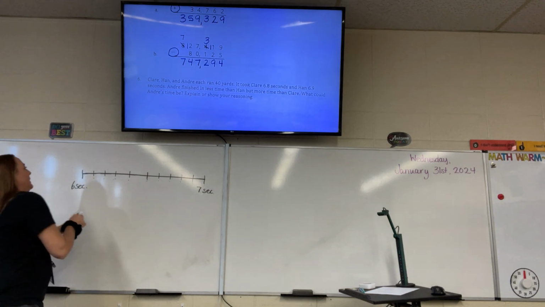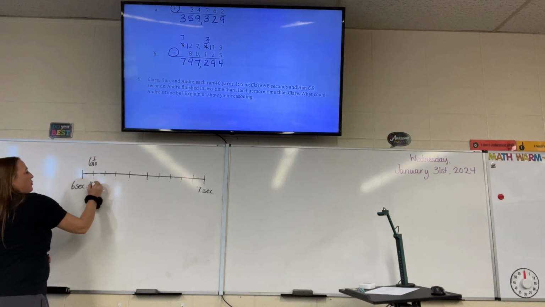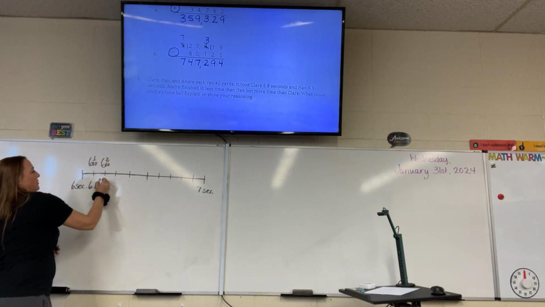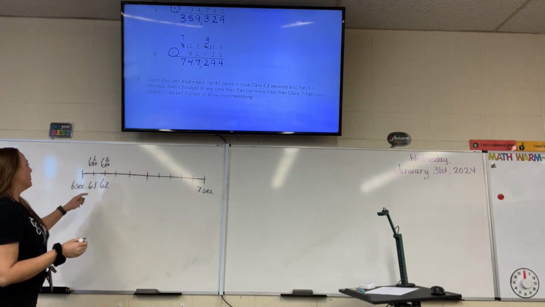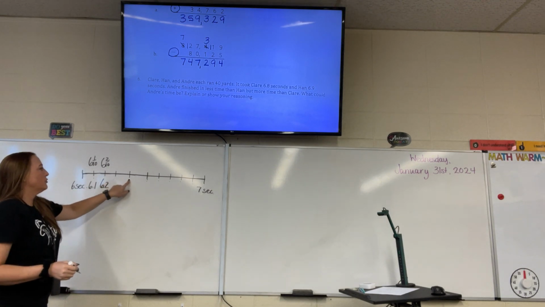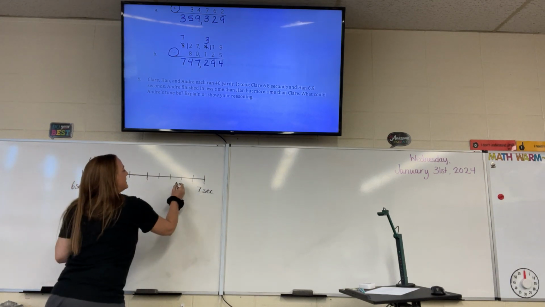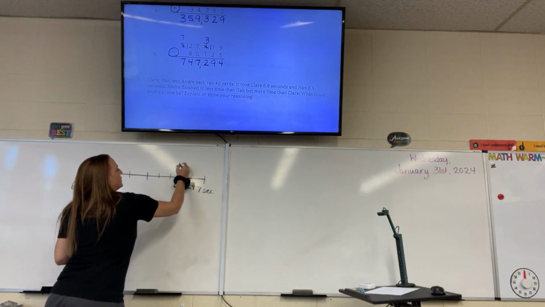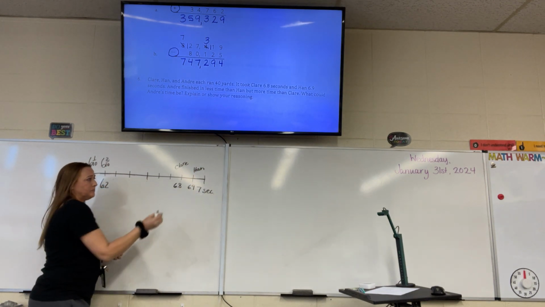So this would be 6 and 1/10 sections, or 6.1, right? This would be 6 and 2/10, or 6.2. Remember this a little bit? Okay. So 6 and 1 tenth, 6 and 2 tenths, 6 and 3 tenths, 6 and 4 tenths, 6 and 5 tenths, 6 and 6 tenths, 6 and 7 tenths, 6 and 8 tenths, 6 and 9 tenths. And so this was Claire, hers was 6 and 8 tenths, and this is Han, his was 6 and 9 tenths.